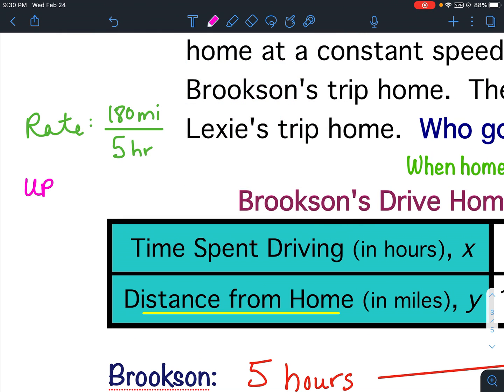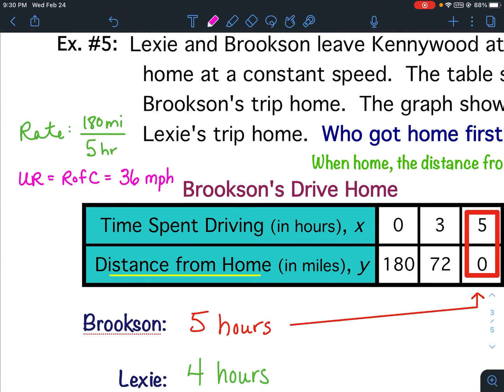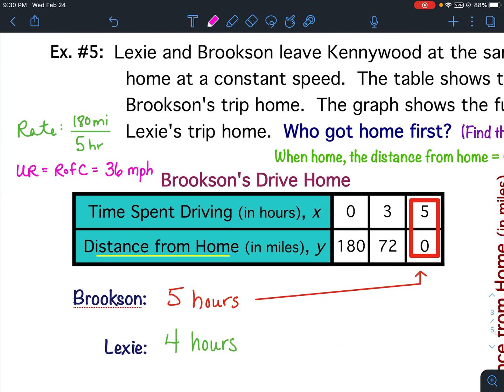So what was his unit rate? What was his rate of change? Well, 180 divided by 5 would give me 36. So he drove at a rate of 36 miles per hour. Yeah, he drove pretty slow. So even though his distance was 180 miles, it took him 5 hours because he drove 36 miles per hour.